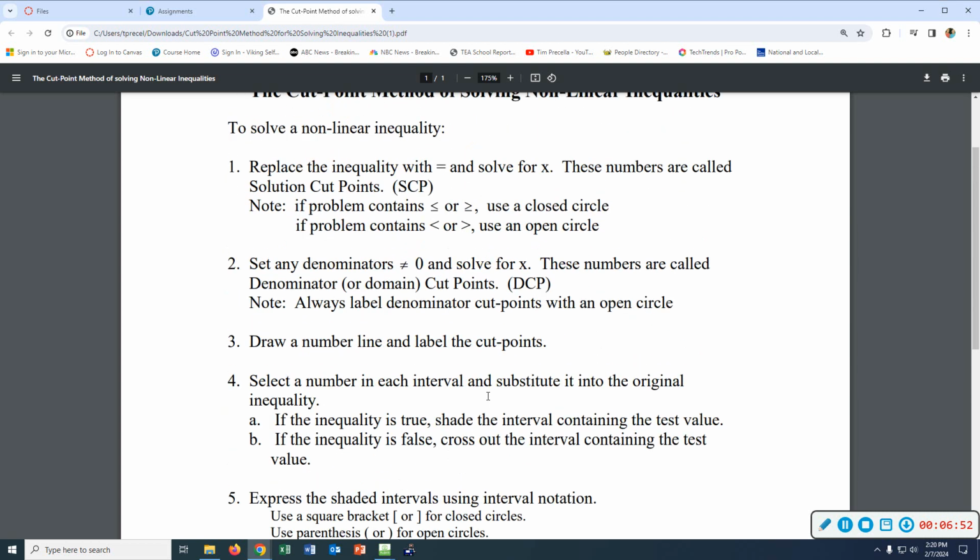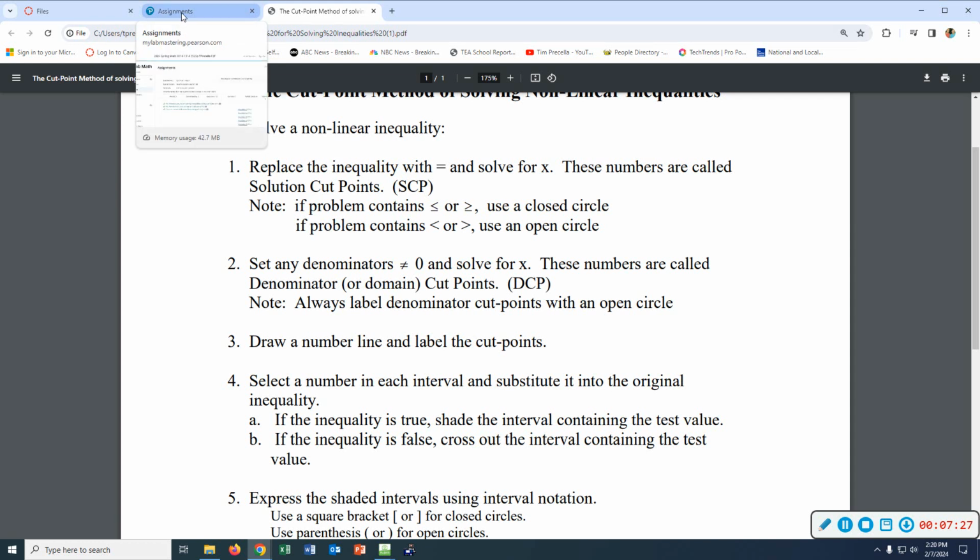Okay? But going through, the first thing we're going to do is find those cut points. And there are 2 types of cut points. Number 1 tells you how to find what's called the solution cut point. Number 2 tells you how to find the denominator cut points. It also tells you how to know whether you put an open circle or a closed circle on it. You won't always be doing step 2.